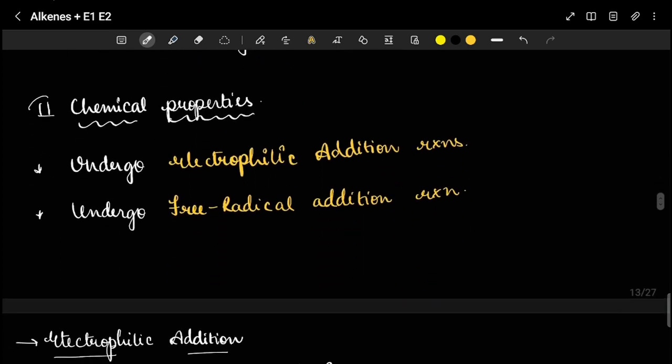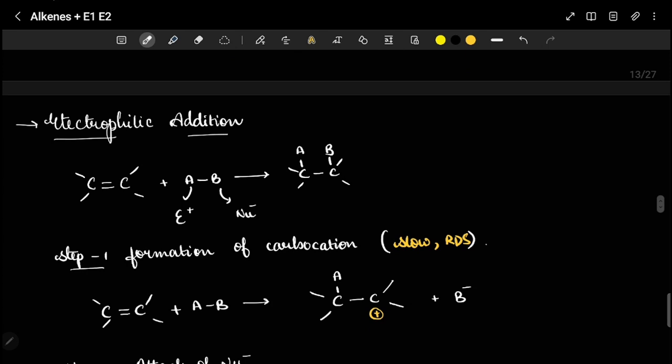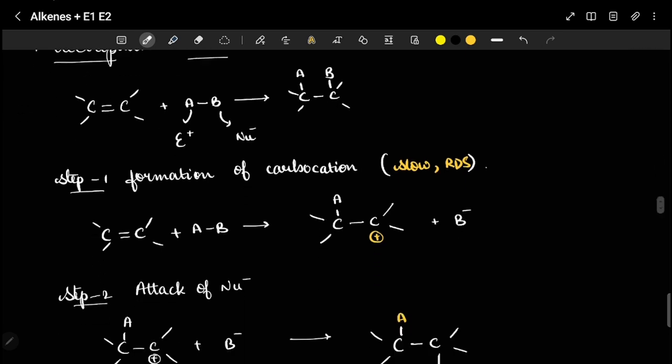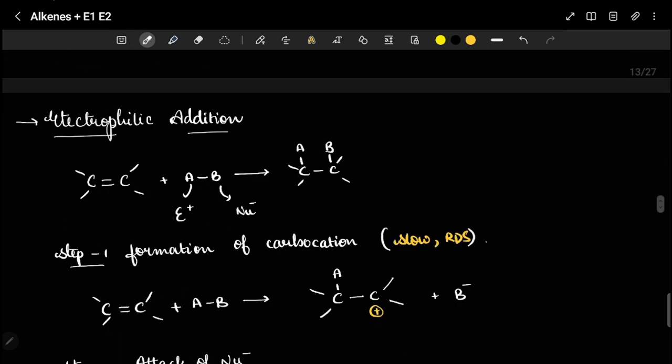So chemical properties of alkenes, let us start. What are chemical properties of alkenes? They undergo electrophilic addition reactions, meaning an electrophile gets added. And then free radical addition reactions, where free radical mechanisms take place. So electrophilic addition, let's see the basic mechanism. Simply, the double bond is broken and then the electrophile is attached first. That is why it's electrophilic addition. And then the nucleophile gets attached. So this is the electrophilic addition reaction mechanism.